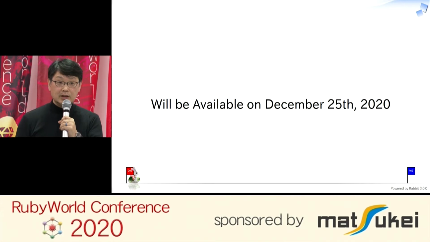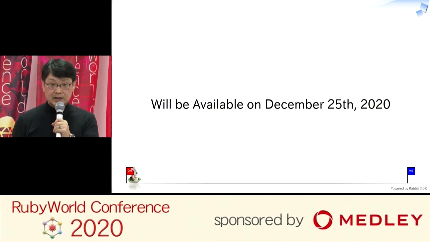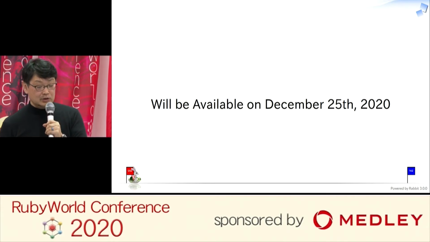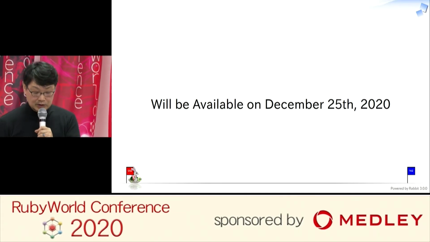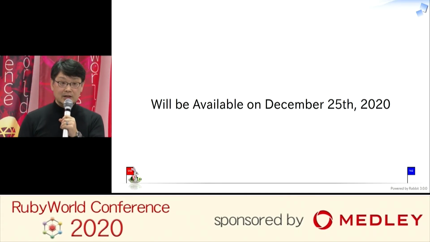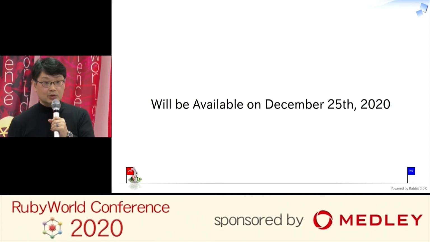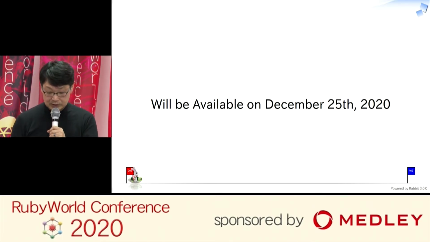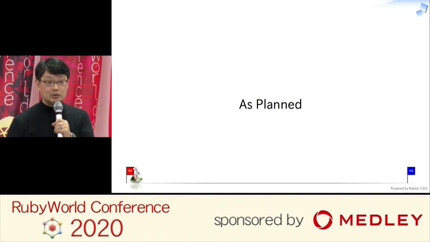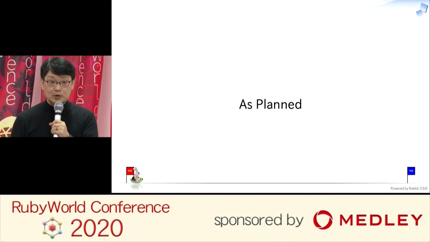Every year we have a release on the 25th December, and this year as well. As planned, we're going to release the new version of Ruby. It's going to be Ruby 3.0, so it's going to be a major version upgrade.